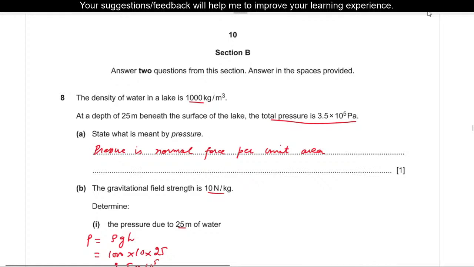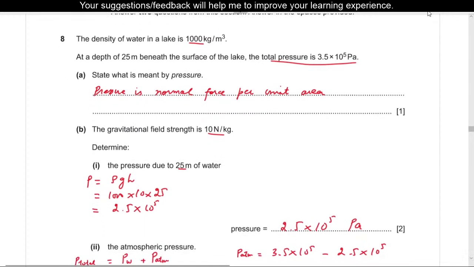So the question is: the density of water is given in a lake, that is 1000 kilograms per cubic metre, at a depth of 25 meter beneath the surface of the lake. Total pressure is given, and the first part A is: state what is meant by pressure. So it is a pretty easy question. Pressure is normal force per unit area. So that's it.